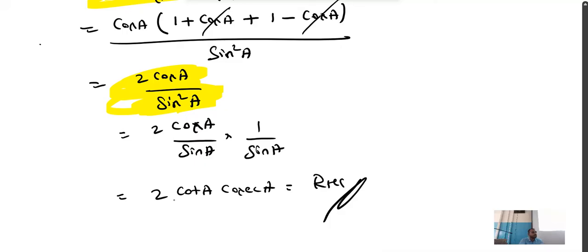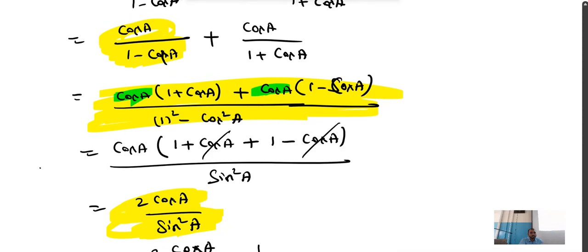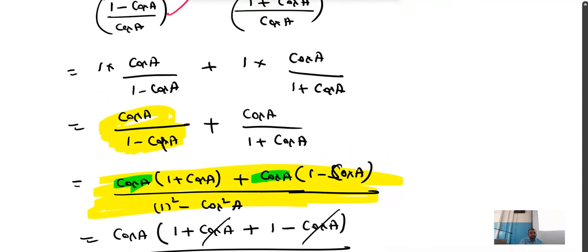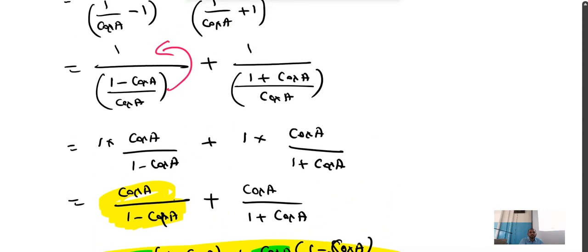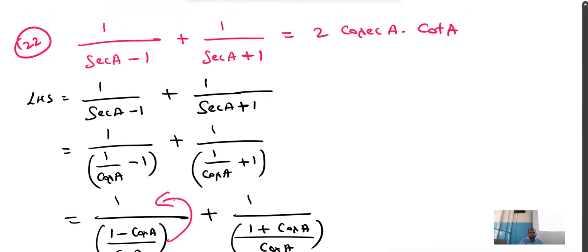Sure? I thought it is cosecant square A. That's the reason. No, I thought we have to prove cosecant square A. No, cosecant A only. It's correct.